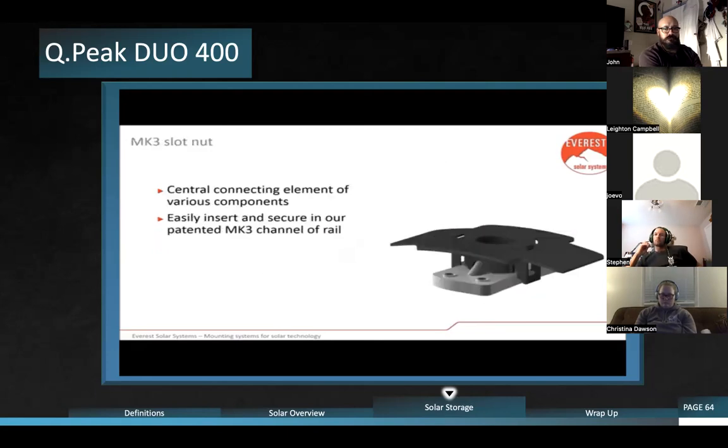Here we have the MK3 slot nut that I was just talking about. This is used for a lot of our components here at Everest Solar Systems. It's what connects the component to the rail and creates a bonding connection through the system.